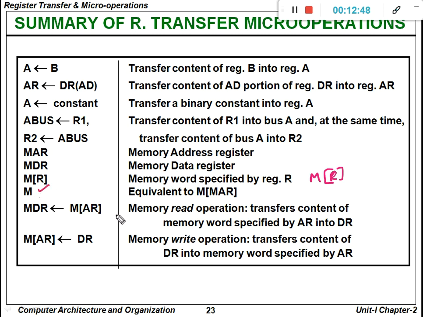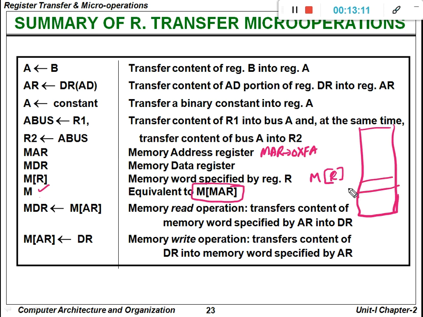Next one, M. Whenever we say M, it is equivalent to M of MAR. That is, we are going to specify a particular address location represented by MAR. For example, MAR is going to represent 0xFA, and this is the location 0xFA. Then whenever we say M of MAR, it means M of 0xFA. We are representing this particular address location. Next, we have discussed the read operation and write operation.